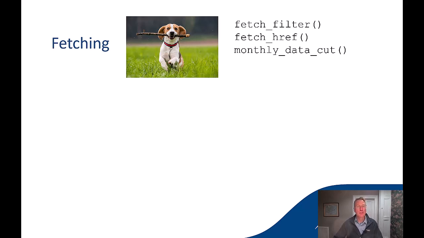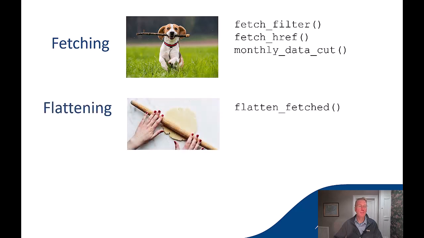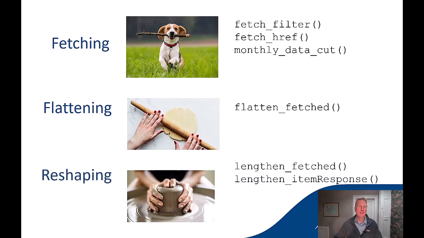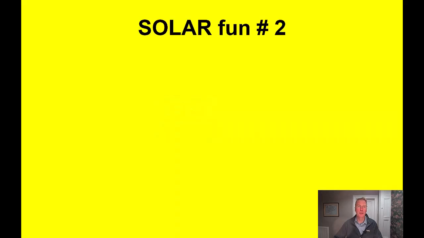And we wrote some functions, one called fetch filter and fetch href, which we're going to talk through and show how they work. The monthly data cut function I'm not going to talk about, but it does allow us to take monthly cuts of the data. Lots of different ways of fetching things from all the APIs. After we've fetched it, we then have to flatten the data. So it's a function called flatten fetched. And after we've flattened it, we then sometimes have to reshape the data. And there are some lengthen functions. And I'm just going to talk through how they all work.